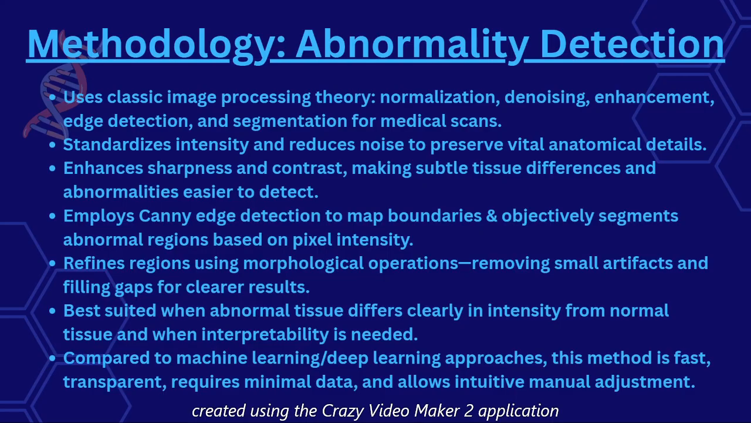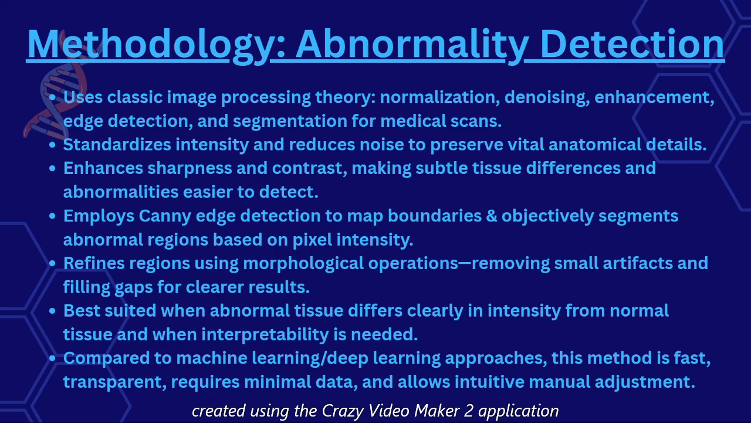First is the methodology in the abnormal detection. This method leverages classical image processing theory to reliably detect abnormalities in X-ray and CT scans. It is built on principles of grayscale standardization and intensity normalization, enabling fair comparison of images from different sources. Denoising filters are carefully chosen to reduce noise while safeguarding important anatomical edges and details, since diagnostic clarity is crucial in medical imaging. Sharpening and contrast enhancement reveal subtle variations in tissue, which often indicate pathologies like tumors or fractures.